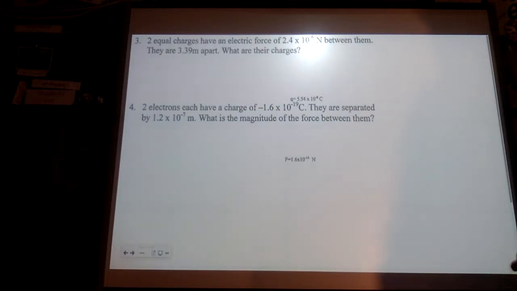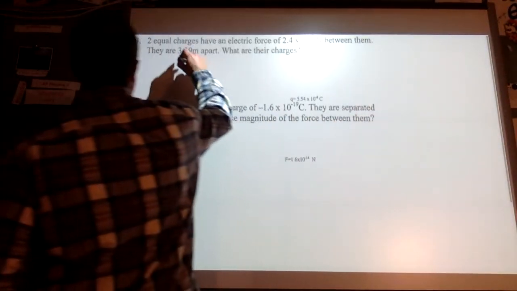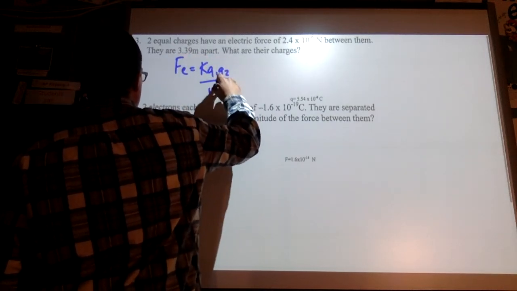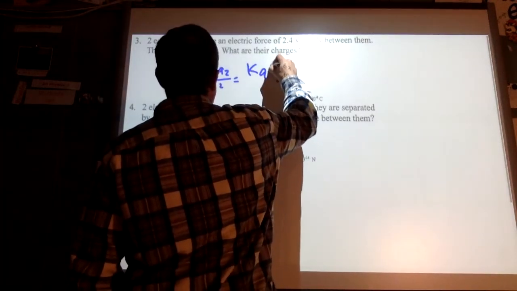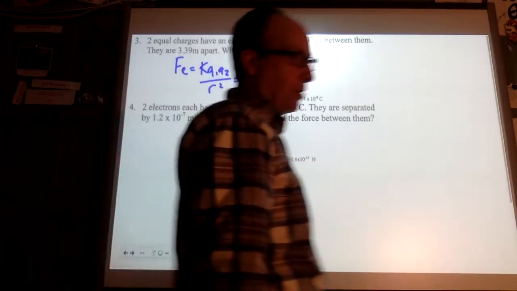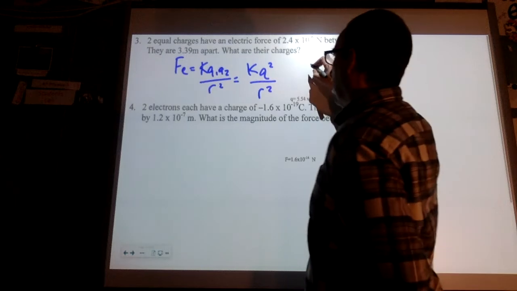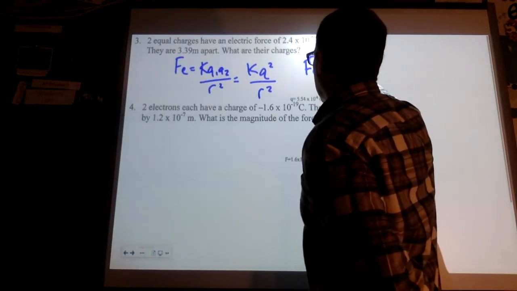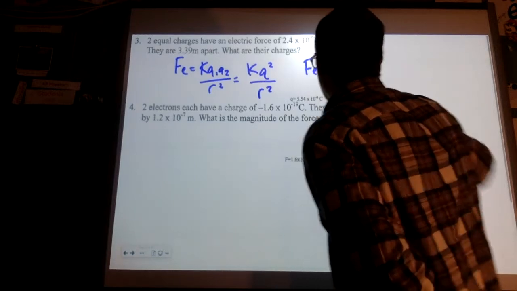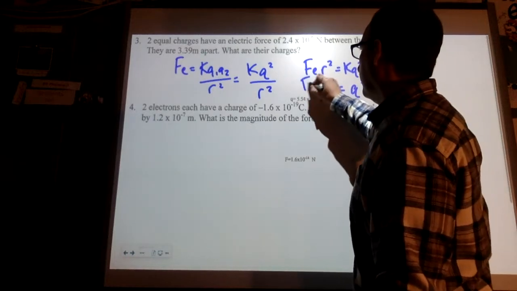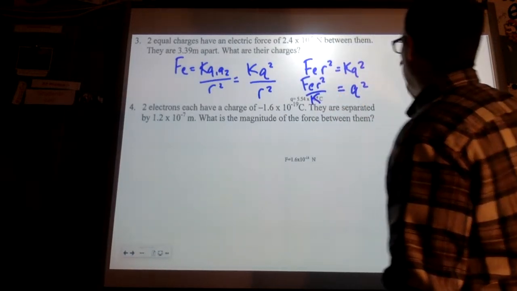Two equal charges have an electric force of 2.4 times 10 to the negative 6 newtons between them. They are 3.39 meters apart. What is their charge? So in this case, I'm going to get Q by itself. They are equal charges, so I can rewrite this as k Q squared over r squared. So Q1 and Q2 are equal. That's important. I'm going to multiply both sides by r squared, divide both sides by k, and take the square root.